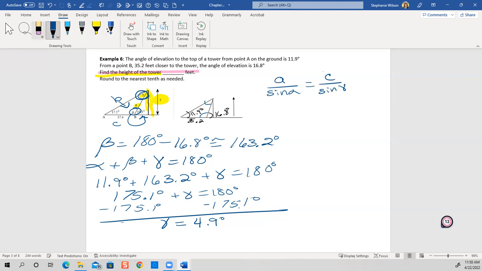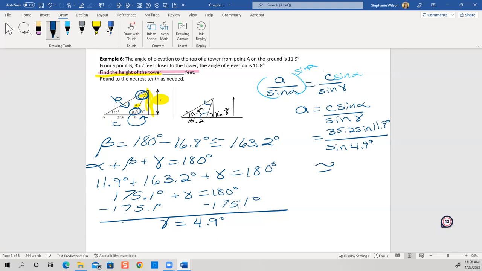All right, I'm going to multiply both sides by the denominator here, so I can get A. So I have A is equal to C sine alpha divided by sine gamma. Let's plug in. Well, I know C is 35.2, sine of alpha is 11.9 degrees, and then sine of gamma is 4.9 degrees. And I'm going to type it in my calculator, round to the nearest tenth if I need to. In this case, we get 85. So our side A is 85.